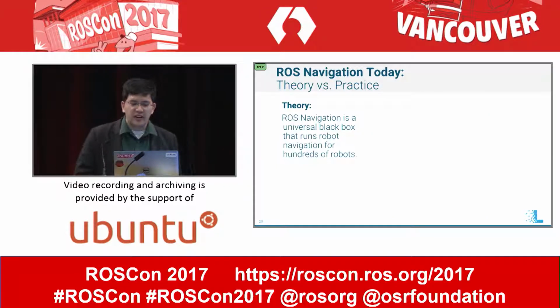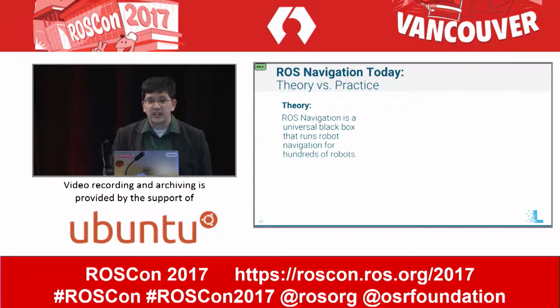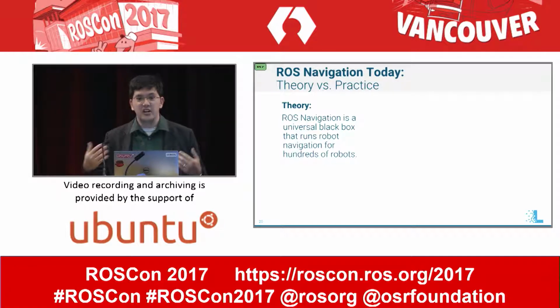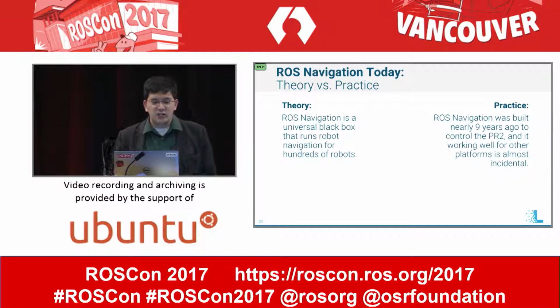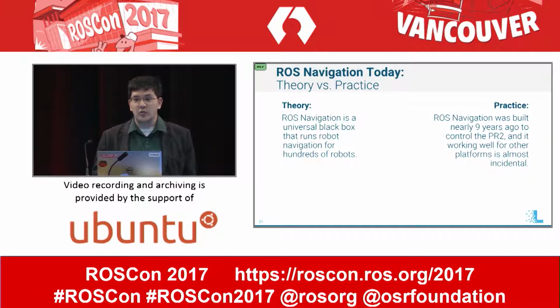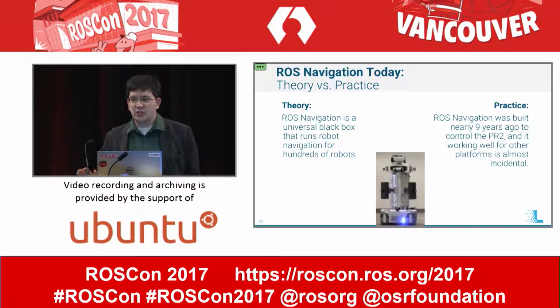So theory versus practice. In theory, ROS navigation is a universal black box that runs on hundreds of robots. Now this is mostly true, and what I'm about to say is not in any way to take away from all the work that has been done over the navigation stack in the years, and no disrespect to the people who wrote it. But in practice, ROS navigation was built nearly 9 years ago to control the PR2, and the fact that it works as well as it does on all the other robots is almost incidental. It's a little harsh, but what's important to keep in mind is when it was written, the PR2 looked like this. And so this was a while ago, and the packages that were being used are still being used today.